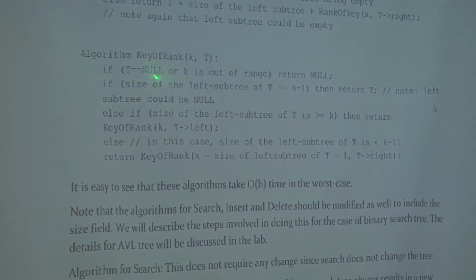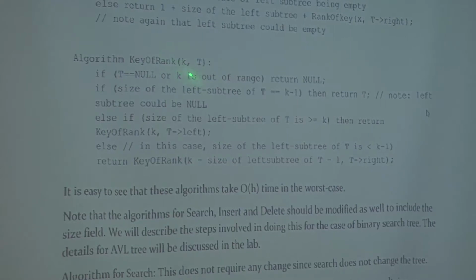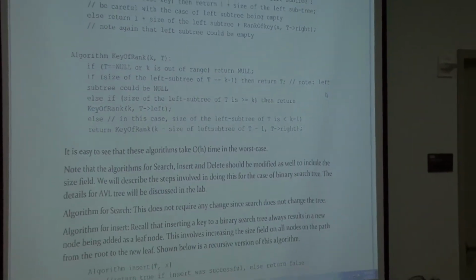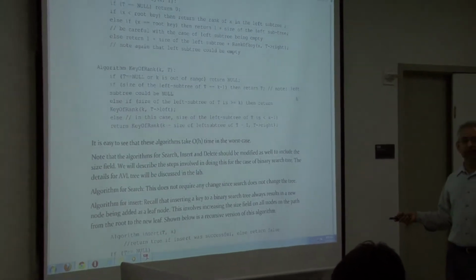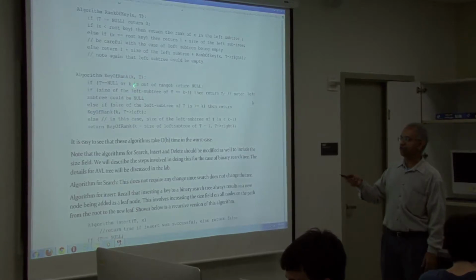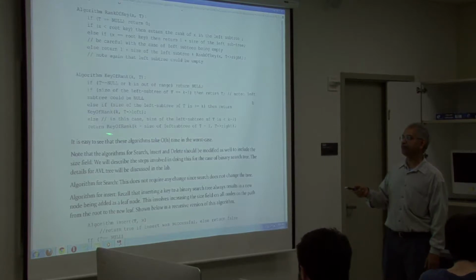So if the tree is null or k is out of range, then return null. Note also that this function is not assuming that k is a valid number. k is an integer, but it could be out of range. What does that mean? For example, if the tree had 100 keys, and I'm asking you for a key of rank 101 or 200, that doesn't exist, because there are only 100 keys. Therefore, the only meaningful rank values are 1 through 100. So anything that's out of range has to be dealt with by returning a null pointer.